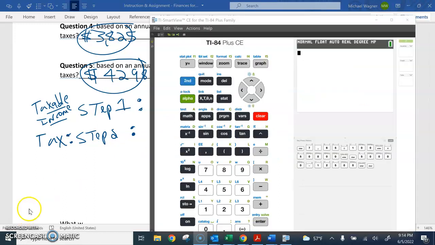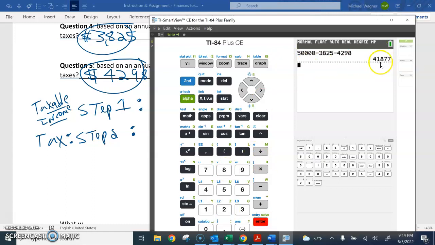Hold on. Okay, so again, it would be 5123 minus 3825 minus 4298. Enter. So your take-home pay would be $41,877. That's what you would get to keep annually. So 41,877.